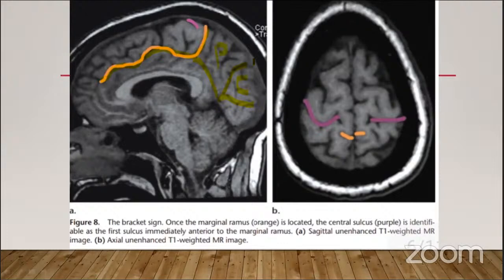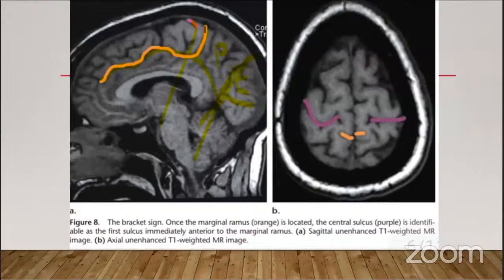Precuneus is part of the parietal lobe. You can see this is the parieto-occipital sulcus. The parieto-occipital sulcus divides the parietal lobe from the occipital lobe, and then anteriorly we have the ascending marginal ramus and the central sulcus. So this boundary divides the frontal lobe anteriorly from the parietal lobe posteriorly. This boundary divides the parietal lobe anteriorly from the occipital lobe.